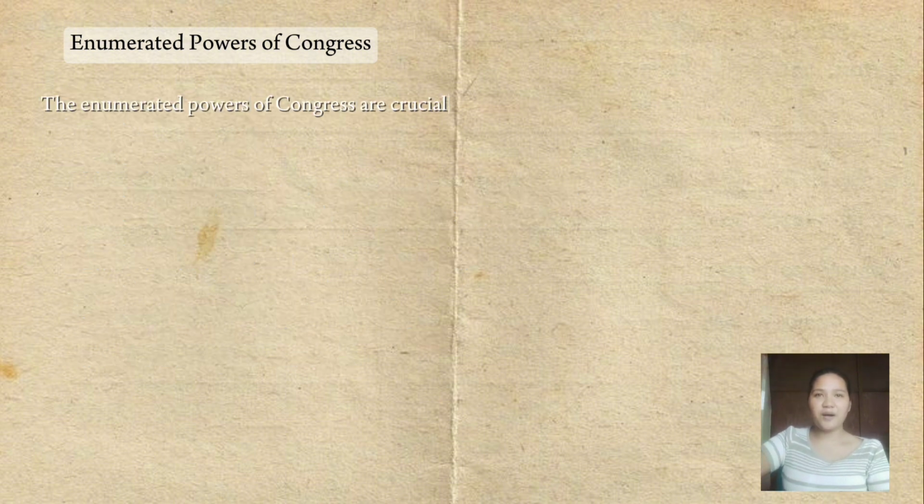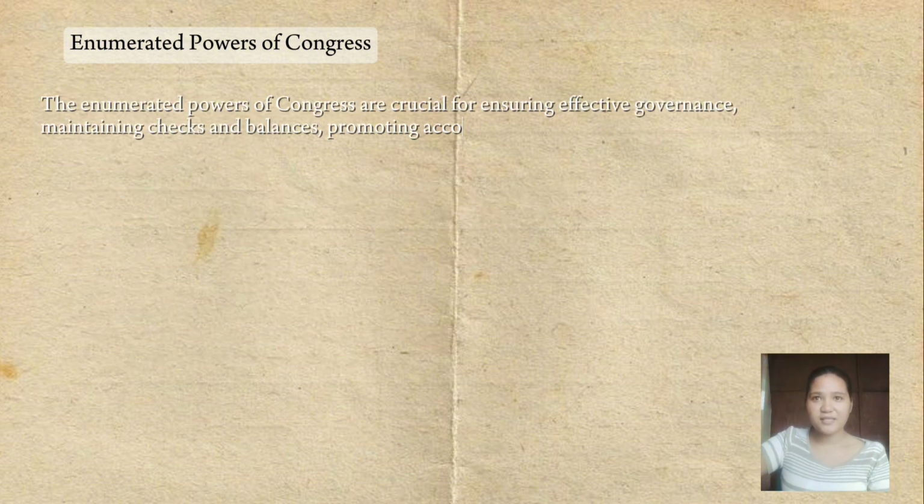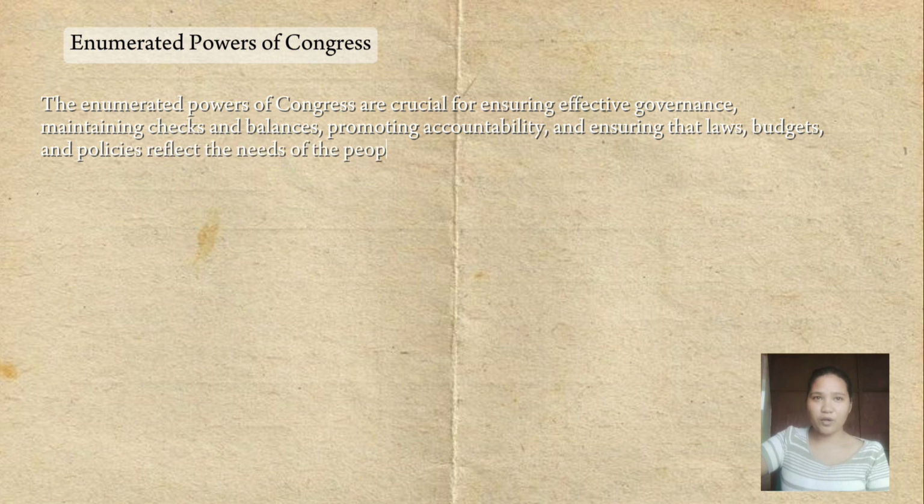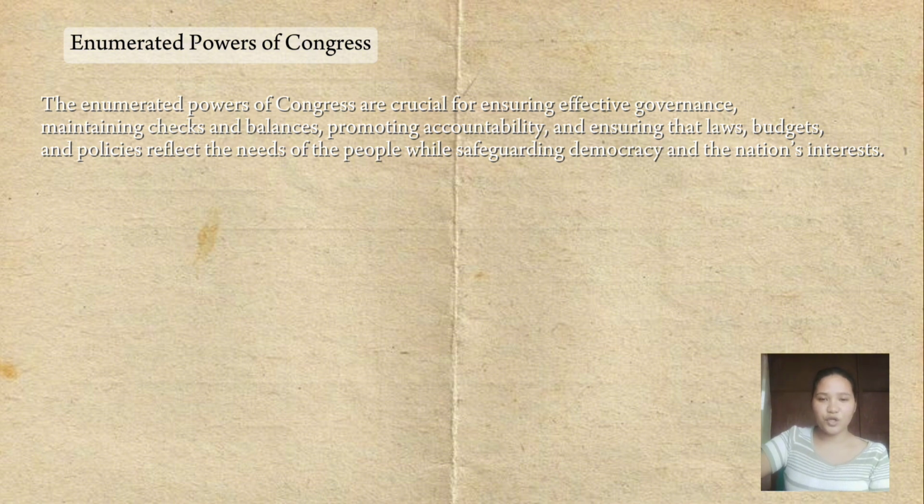The enumerated powers of Congress in the Philippines are vital for maintaining a democratic, accountable, and effective government. They establish clear legislative authority, promote transparency, safeguard democracy, and ensure checks and balances among the branches of government. The enumerated powers uphold the Constitution's vision of a just and equitable society, serving as a foundation for national unity and progress.